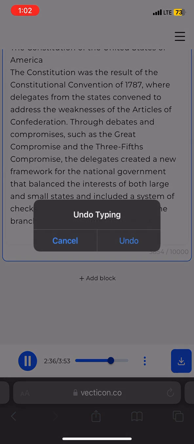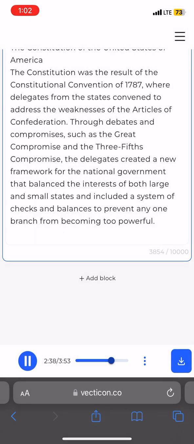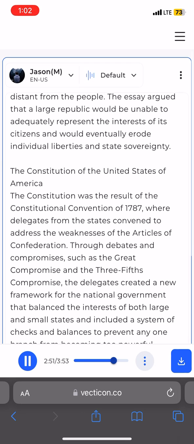Federalist No. 51, Separation of Powers. Madison wrote Federalist No. 51 to explain how the structure of the new government would prevent any one branch from gaining too much power. The essay emphasized the importance of separating powers among the legislative, executive, and judicial branches and creating a system of checks and balances to ensure that each branch could limit the powers of the others.